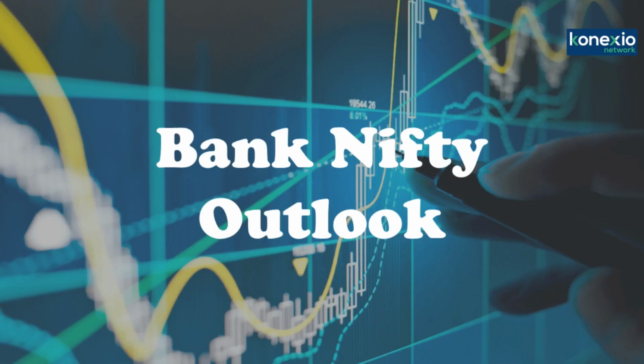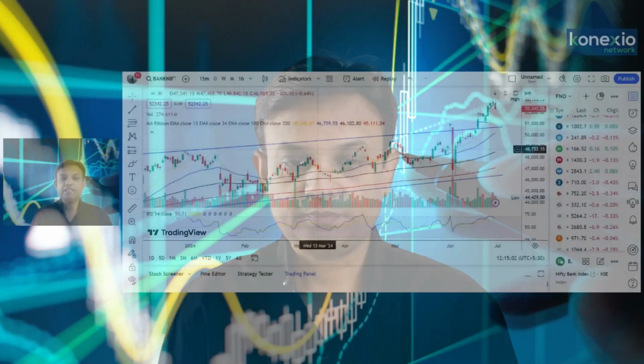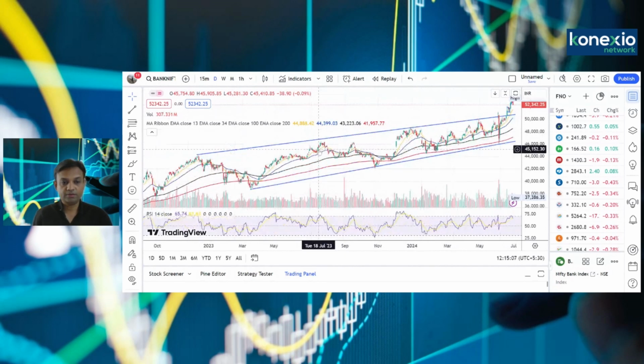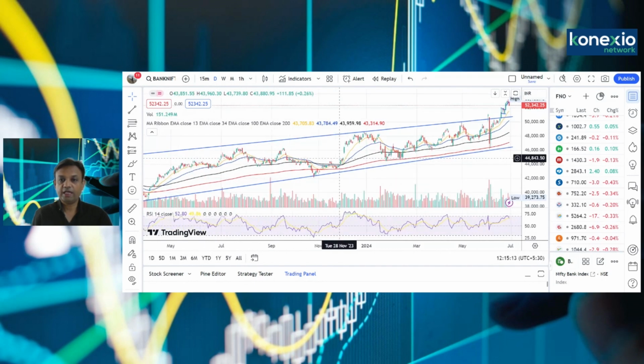Now, friends, let us discuss the Bank Nifty charts. So, let me take you to the Bank Nifty daily charts and we'll try to figure out what could be the trend for the next week. This channel we have been discussing since long, since last March or April 2023. It has given a breakout.